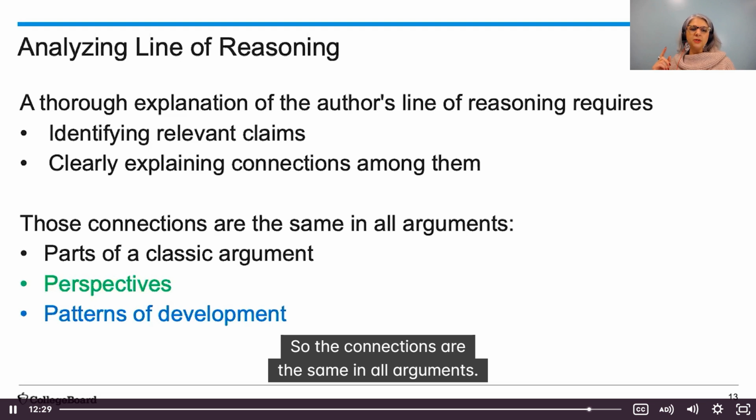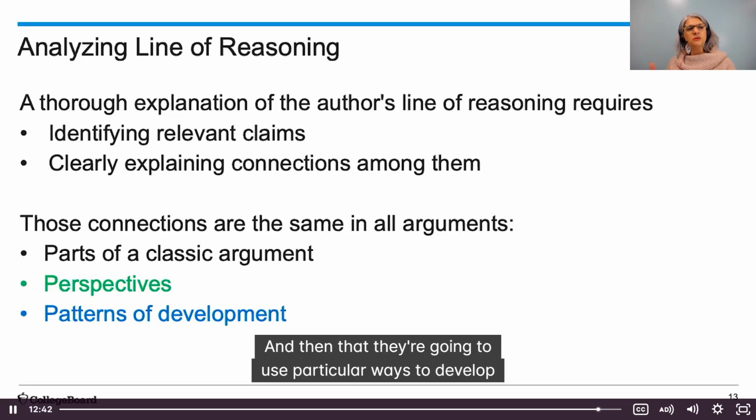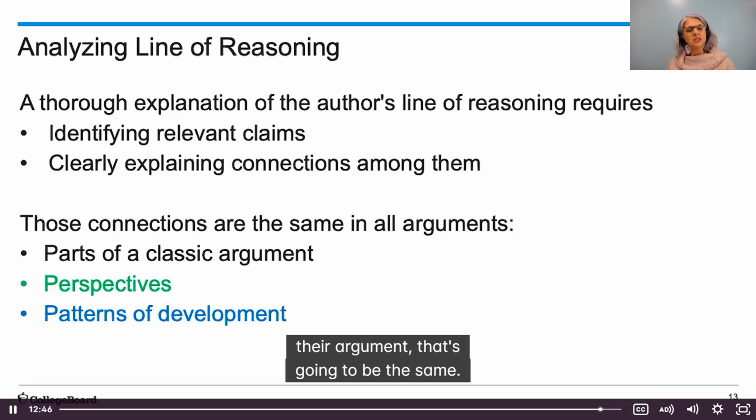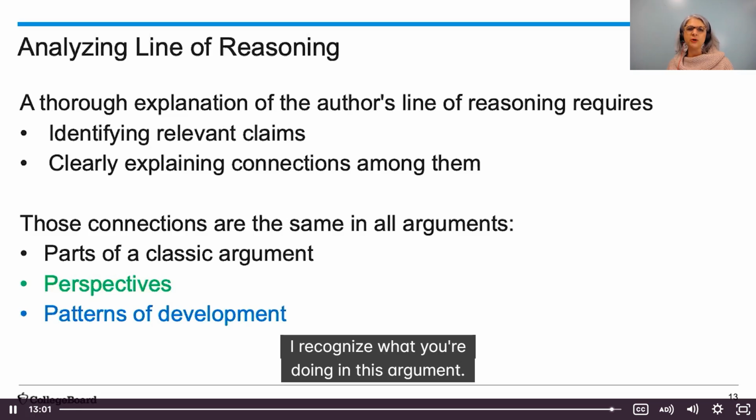So connections are the same in all arguments. The parts of a classic argument are going to be the same. An argument is going to consider the issue from multiple perspectives, that's going to be in there. And they're going to use particular ways to develop their argument, that's going to be the same. When you see it, say something, right? I like to think of it myself as, I see what you're doing and I'm going to call you on it. I recognize that strategy. I recognize what you're doing in this argument.